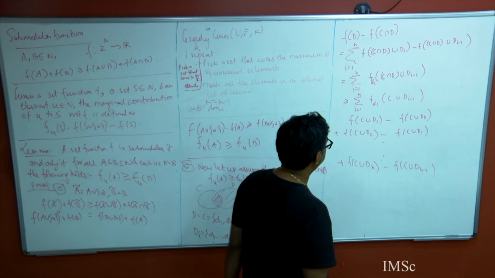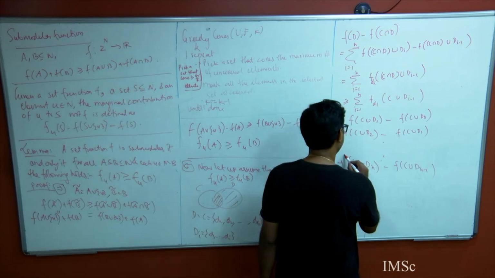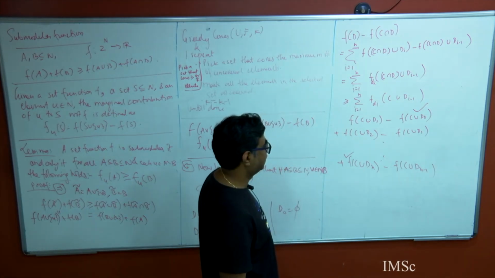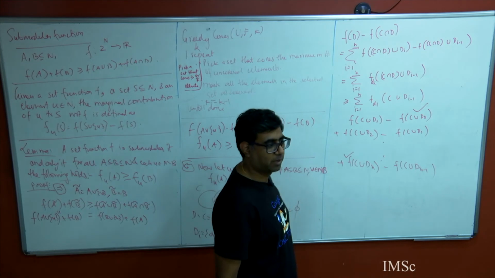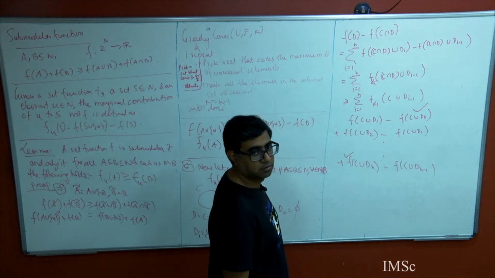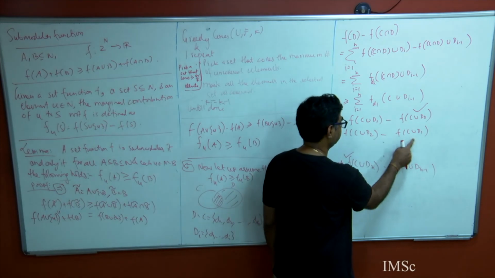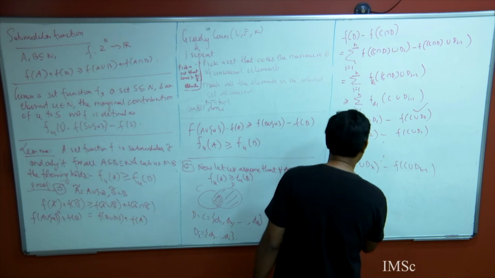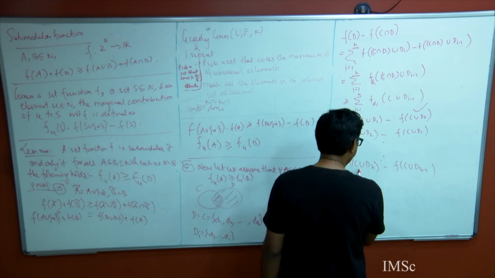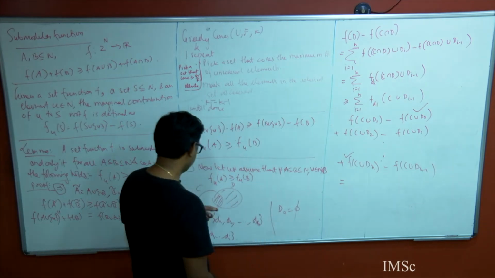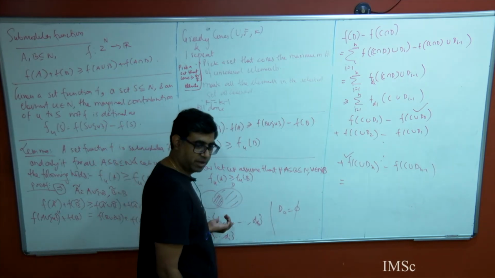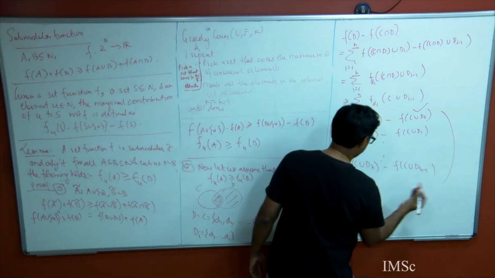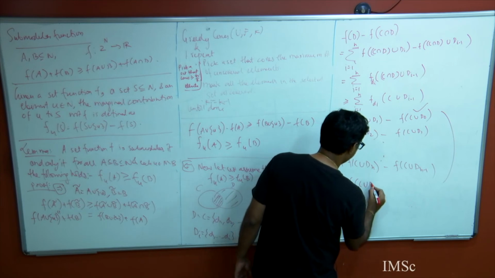Everything again will get cancelled except which terms? This term and this term. These are the only two things which will survive, because everything else will telescopically cancel each other, right? So what are we left with? What is f of C union DH? C union DH is nothing but C union D, so this is equal to f of C union D.